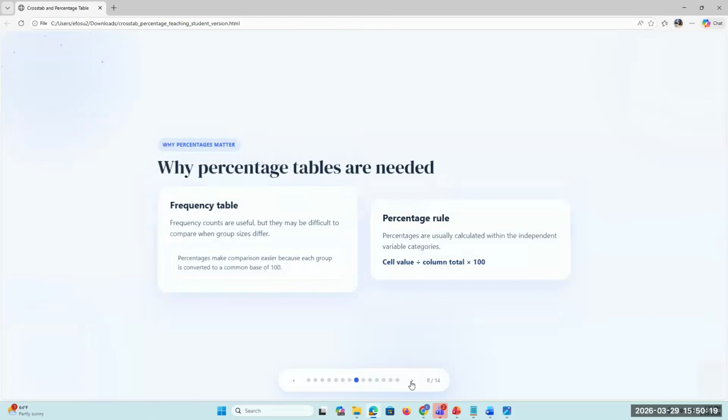As we move forward, we move now to why percentage tables are needed. So we are now moving to the percentage table, where it says crosstab and percentage table.